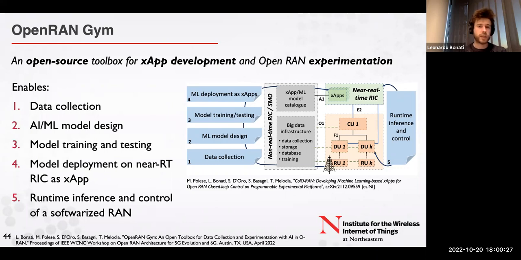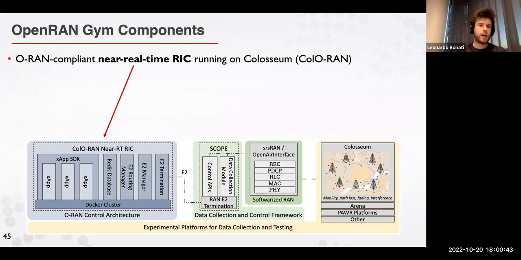So anybody in the research community can take advantage of this open source framework that allows for a swift and easy design of machine learning models, and then testing them on a ready-to-use RAN architecture. But going into a little more detail, the components that form the OpenRAN Gym framework are a near-real-time RIC, which is running on the Colosseum wireless network emulator, which is a large-scale wireless testbed with software-defined radios, so with real radios that can be controlled for experimentation.